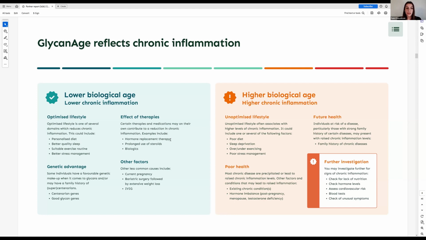One of the reasons why we see such benefits is because estradiol is the main activator of the creation of the anti-inflammatory glycan profile.